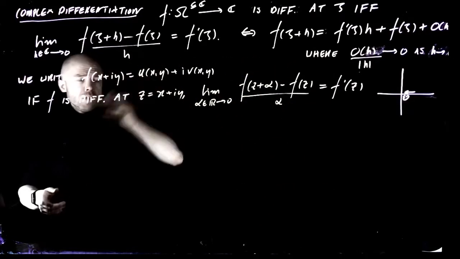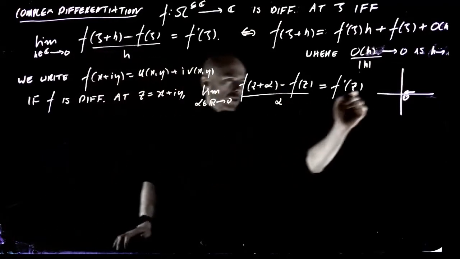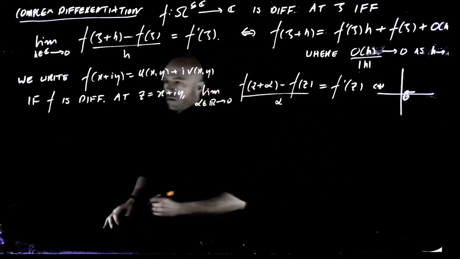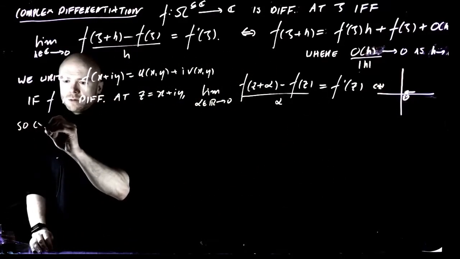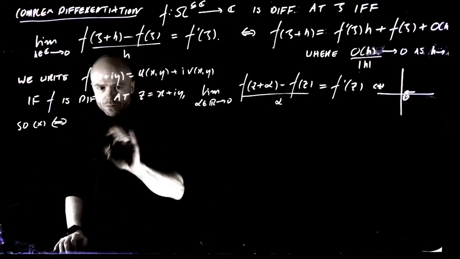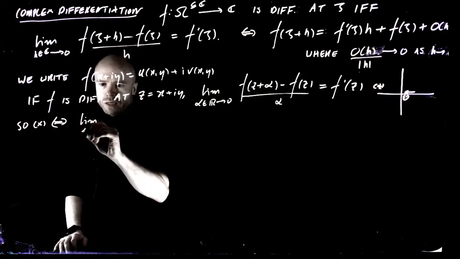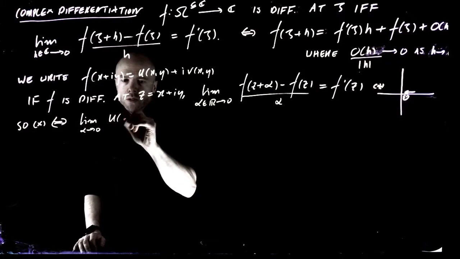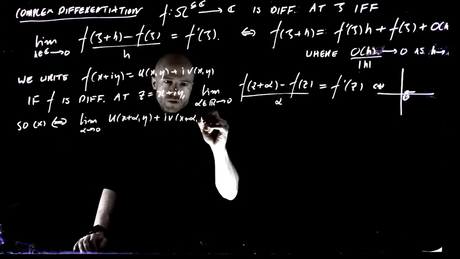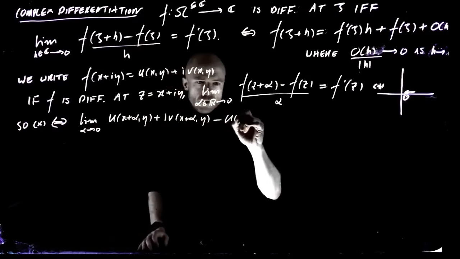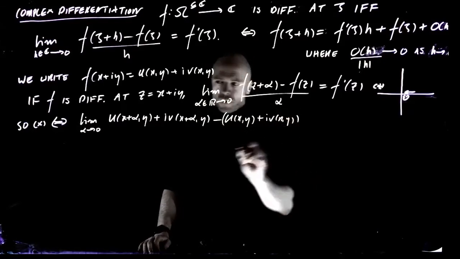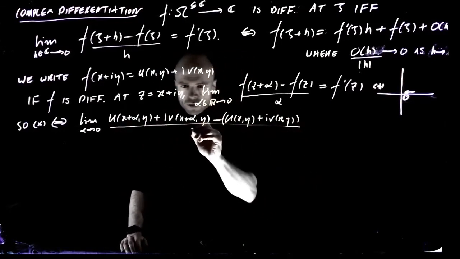And let's write out what that means in terms of u and v. Let's call this thing star. So star is equivalent to the limit as alpha goes to 0 of [u(x + alpha, y) + iv(x + alpha, y) - u(x, y) - iv(x, y)] over alpha. This limit has to exist, right?